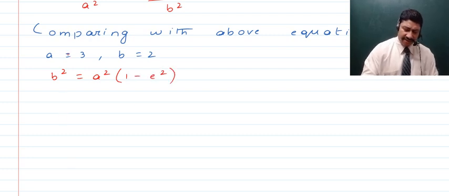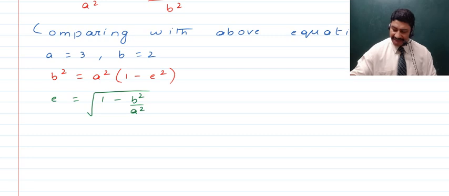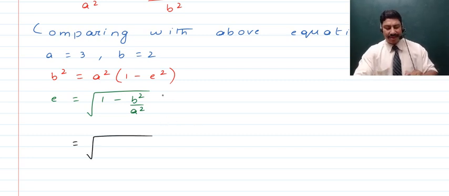Now here, children, if you make e the subject of the equation, then e becomes equal to root of 1 minus b square upon a square. So as we have these values, we can very easily calculate. Obviously from the above equation that you have, b square is equal to a square times 1 minus e square, you can easily get to this.